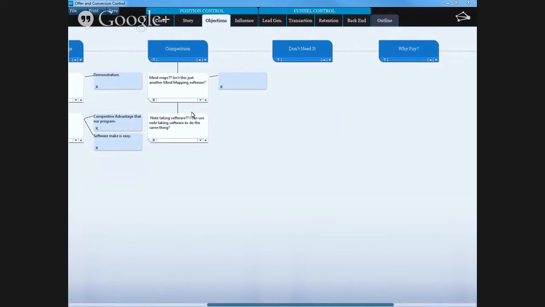Sure, go ahead. So first of all, isn't the software just another mind mapping software? We hear this from time to time. Mind mapping software, which is sort of basic bubble brainstorming software. We would emphasize that our software.